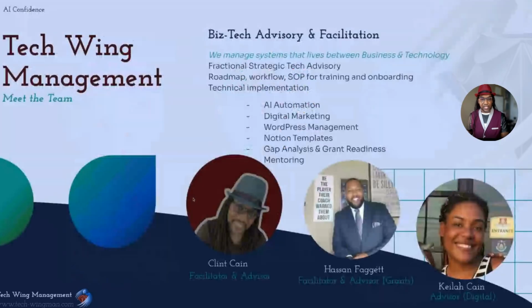And the next slide is me talking about Tech Wing Management again. You already met me, but I want to tell you a little bit about Tech Wing Management. We manage systems that live between business and technology. What that means is pretty much any system today, especially in business, is going to need technology. AI, automation, onboarding, training, standard operating procedures, and digital marketing all require AI. But the AI can only do as good as the operator, right? So this is what we're focused on.